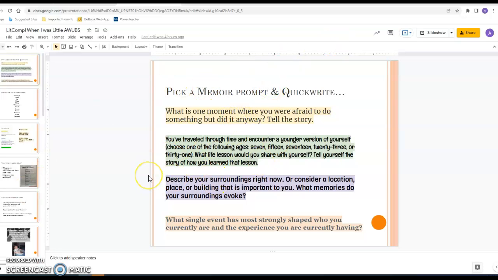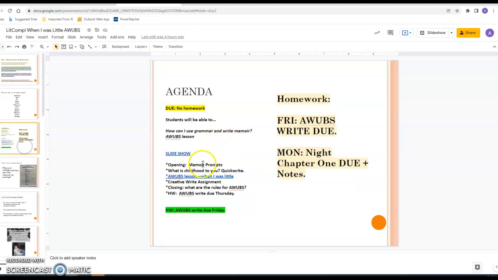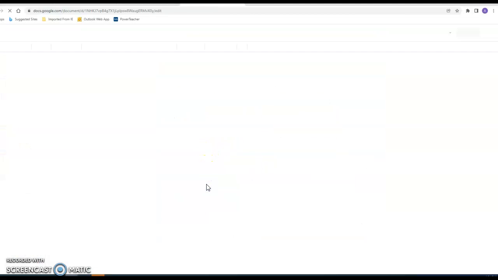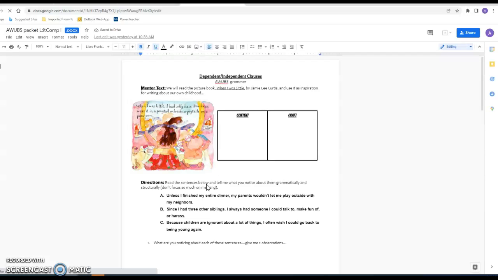You're going to reference this PowerPoint, and then you will also need access to this document, and you could fill this out digitally. If you have a printer, you could also print it and then take pictures and send me what you created, but this is the packet that we're going to be working off of.